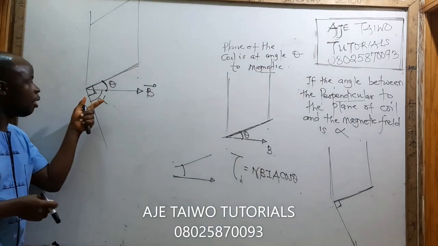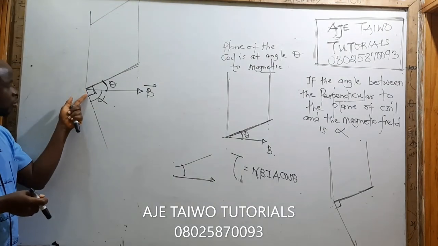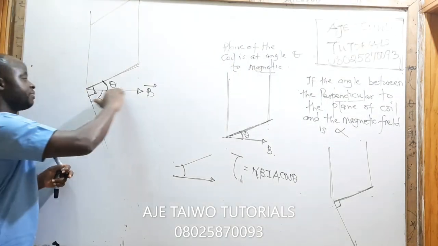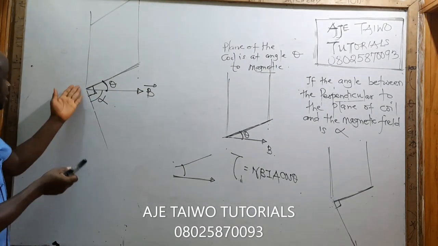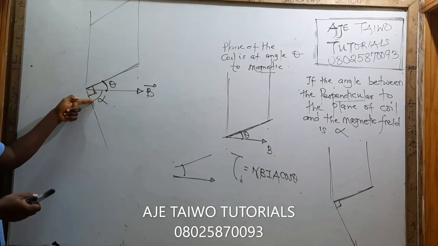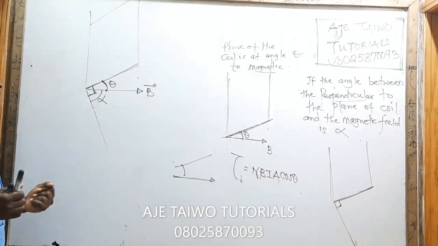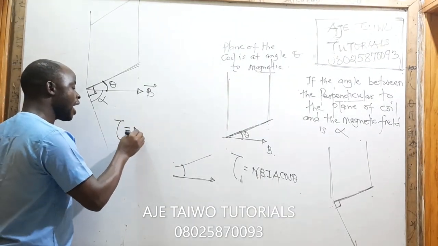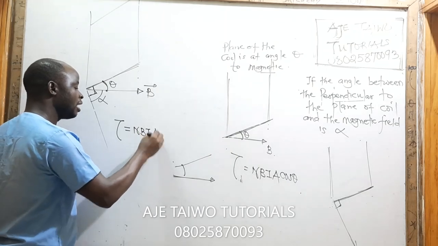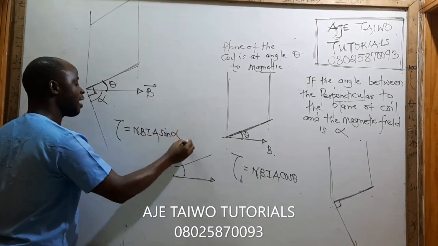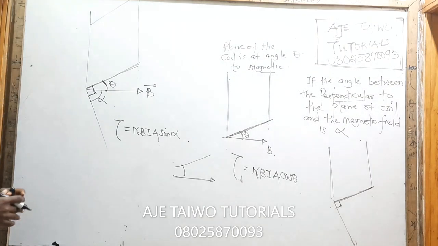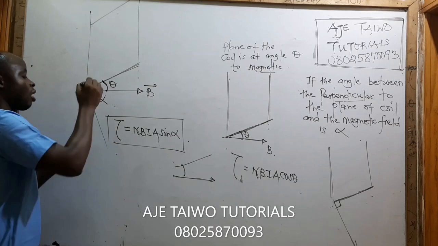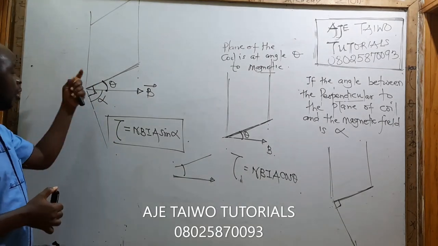We call the angle between the perpendicular to the plane and the field alpha. This is called the perpendicular to the plane, and this is called the field. So the angle between the perpendicular and the field is alpha. So now the torque in this case will be NIBA sin alpha. All these things are proofs, but we don't need the proofs. So this is the torque for a case like this.